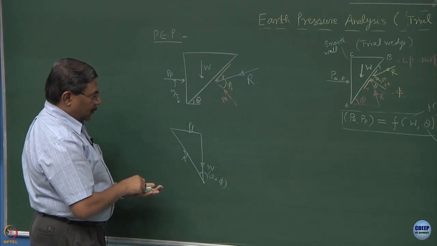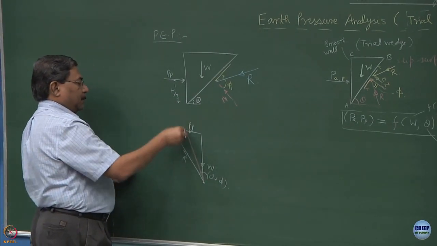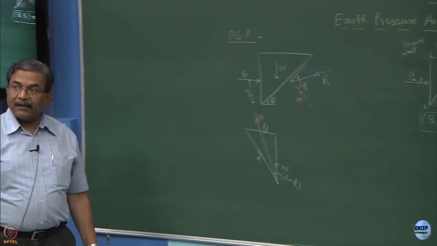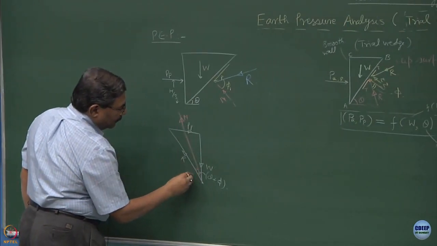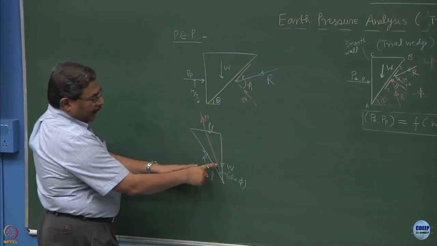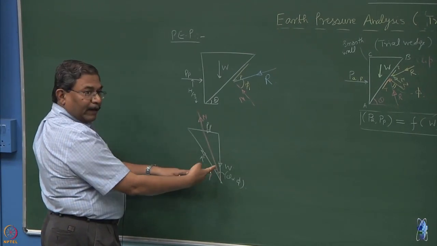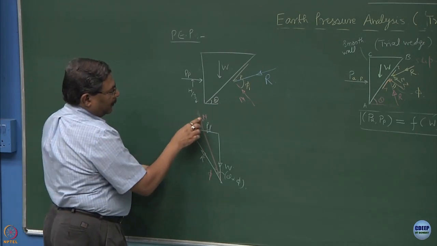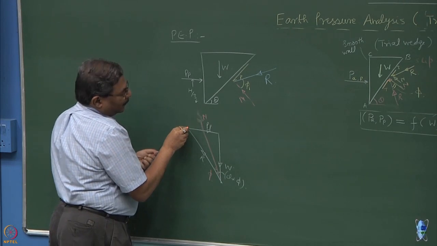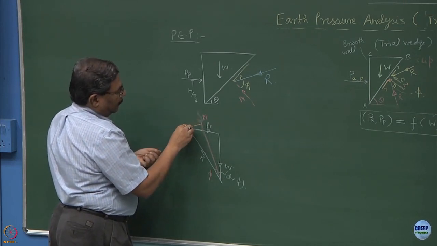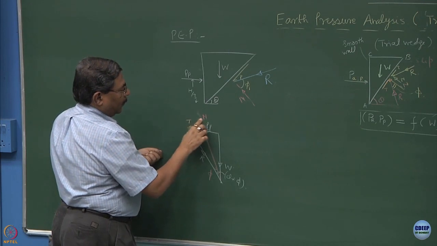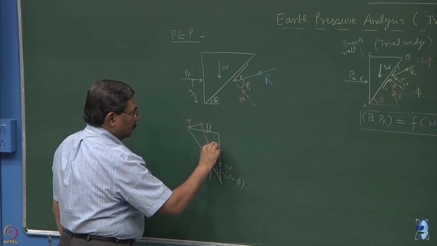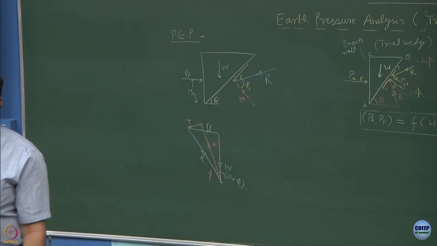That means this is going to be N. Is this correct? So this is going to be phi by definition. The resultant and the normal are inclined at phi angle. Where is T? T is going to be somewhere here. I hope now you have understood.